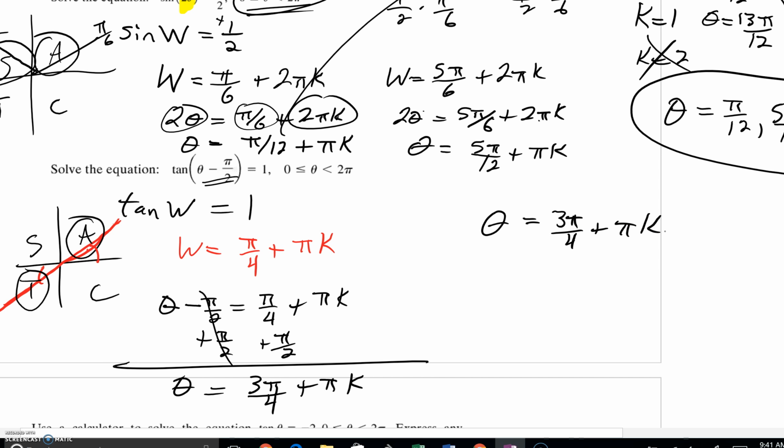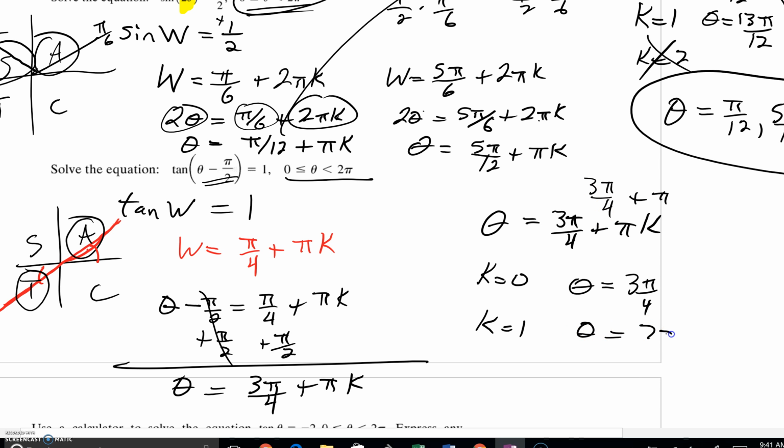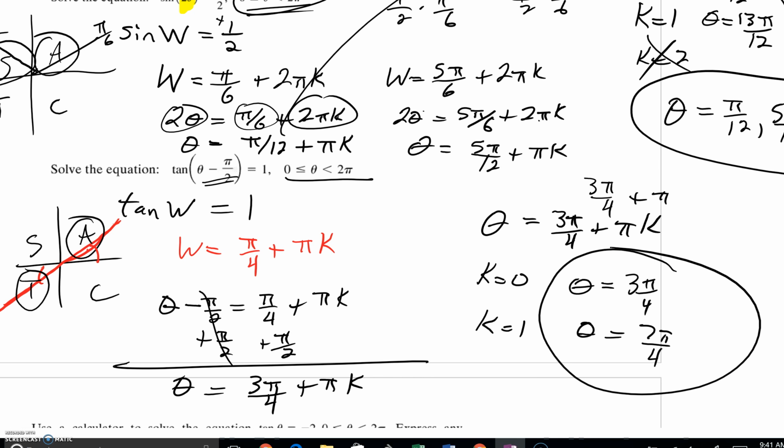But look, we're going to go between 0 and 2 pi. So we're going to say, let's let k equal 0, and we get 3 pi over 4. By the way, you can't let k equal negative 1. You'd get something negative. You could let k equal positive 1, and you get 3 pi over 4 plus 1 pi. That's 4 fourths plus 3 fourths. Your second answer is 7 pi over 4. Look at that. So k equals 2, you get too big. Right? So k equals 0, k equals 1, k equals 2 is just too big. Okay? Think we doing okay? Yeah.